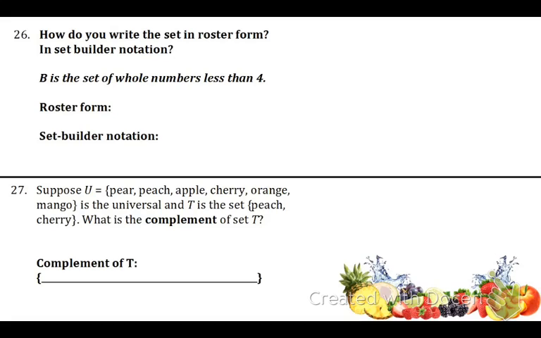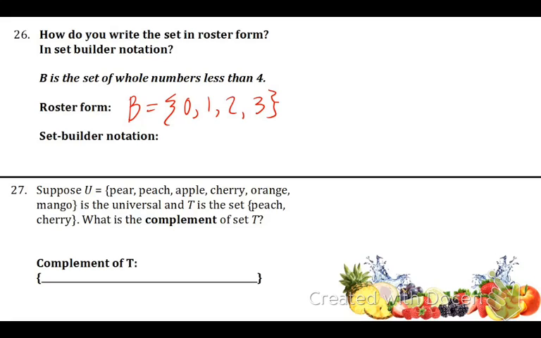How do you write the set in roster form and in set builder notation? Okay, so a little bit of both. B is the set of whole numbers less than 4. Roster form is a list, just like a roster for a sports team. So whole numbers less than 4 are 0, 1, 2, and 3.